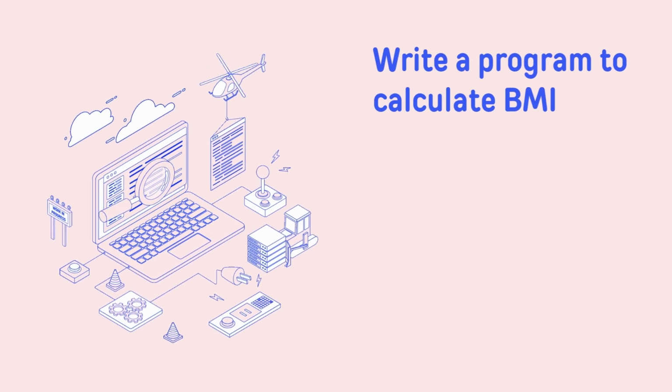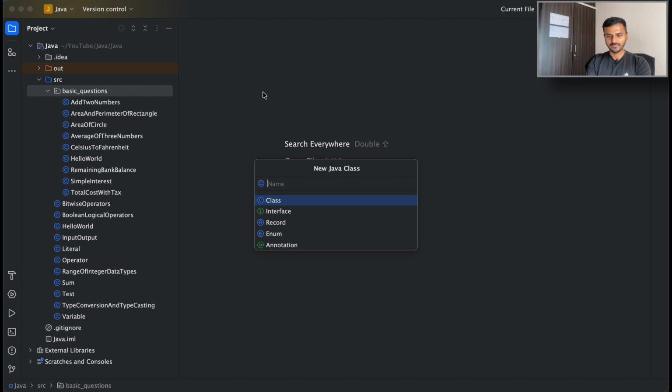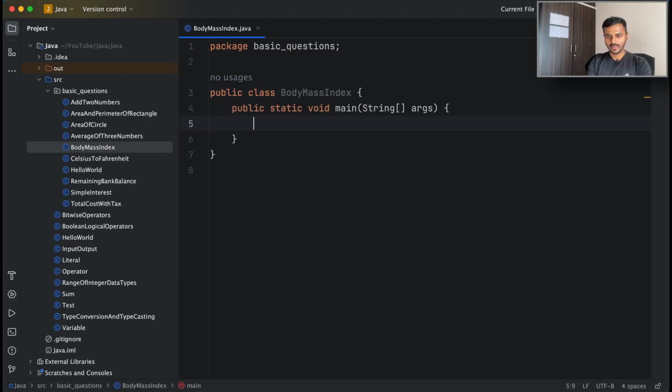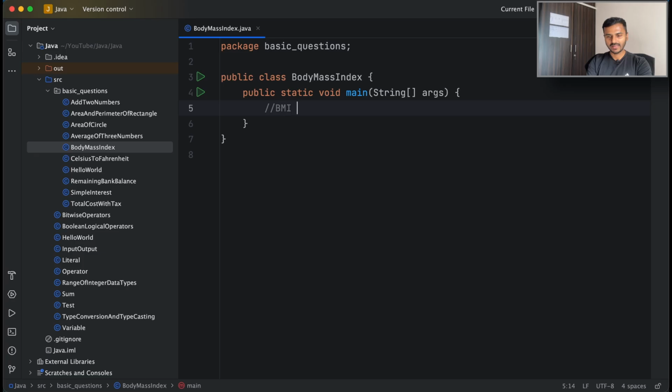The next question is to find the BMI, that is the body mass index. To find the body mass index, the first thing we will do is create a class, of course, BodyMassIndex, and we will say public static void main. Now the formula for finding BMI is weight in kilograms divided by height in meters multiplied with height in meters. This multiplication, that is the height square, should be together. So it is like weight divided by height multiplied with height.